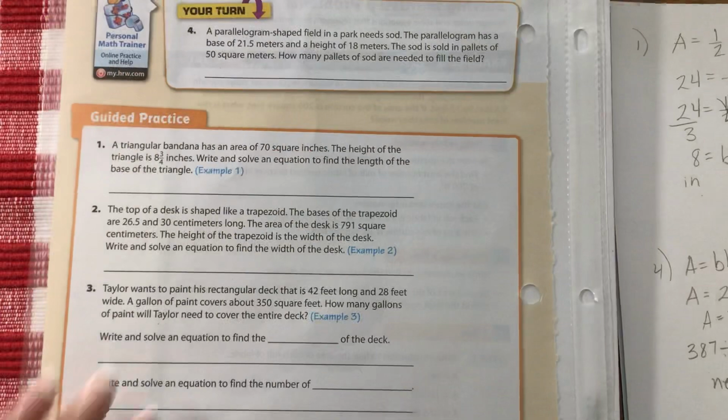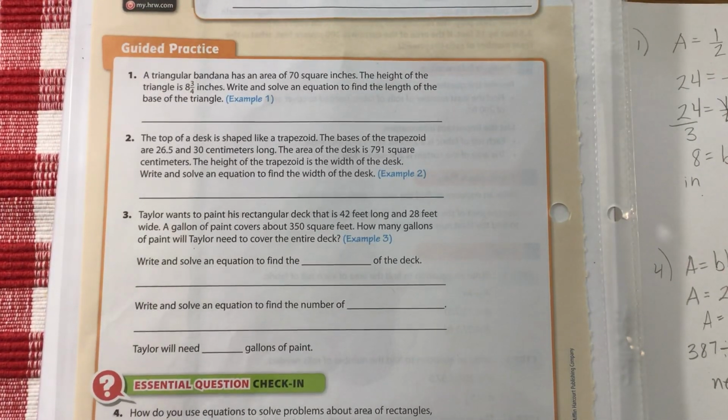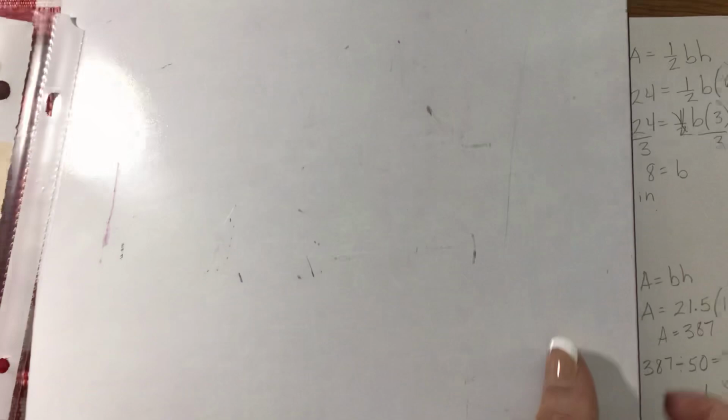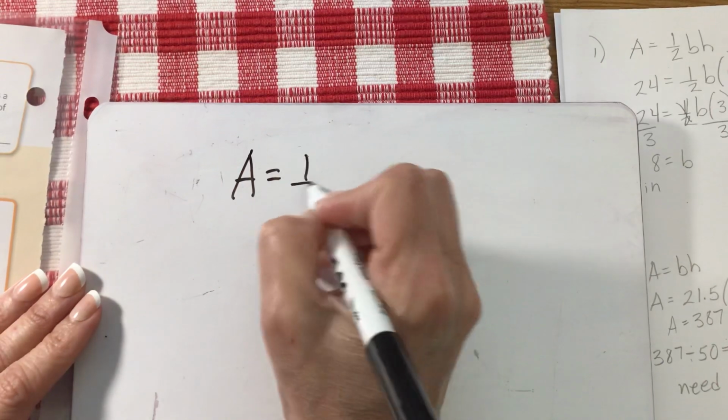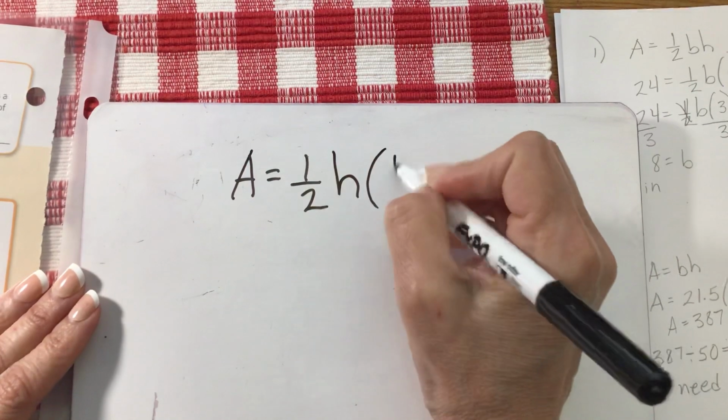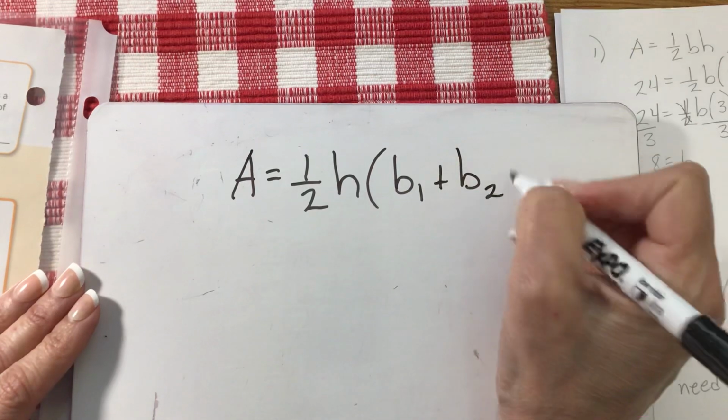Okay, let's look at number 2. The top of the desk is shaped like a trapezoid. The bases of the trapezoid are 26.5 and 30 centimeters long. The area of the desk is 791 square centimeters. The height of the trapezoid is the width of the desk. Write and solve an equation to find the width. Again, I'm going to use my whiteboard. My formula for a trapezoid is A equals 1/2 height, and this time you're going to be adding those bases.